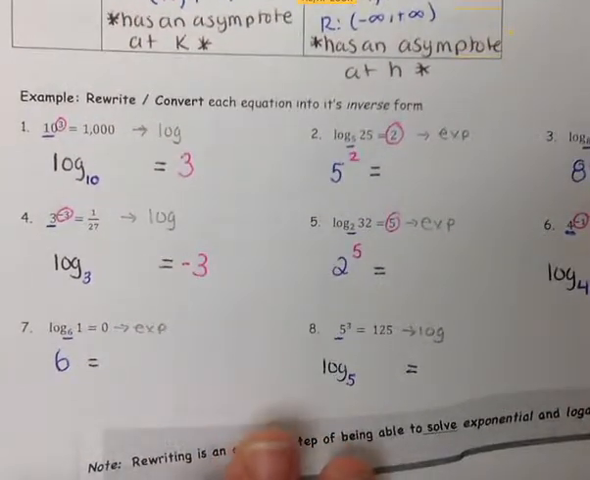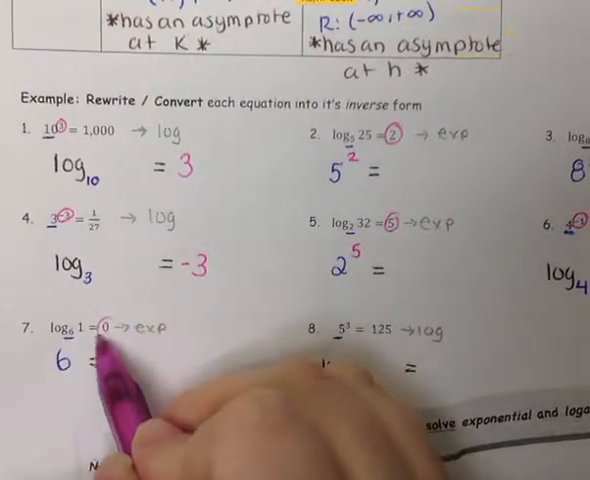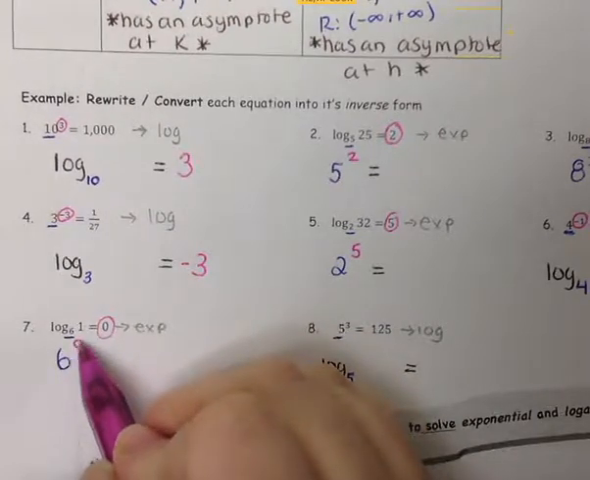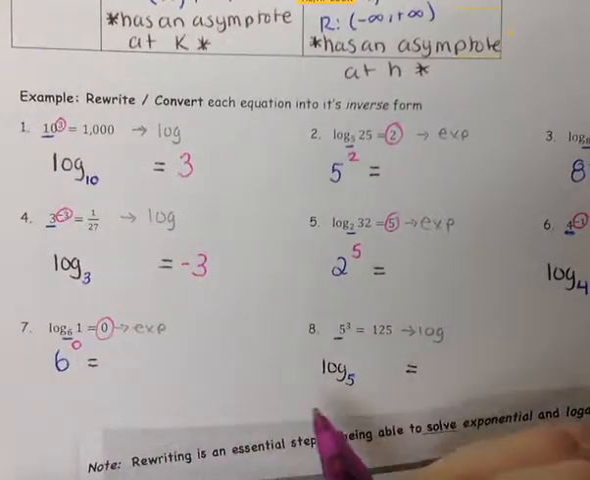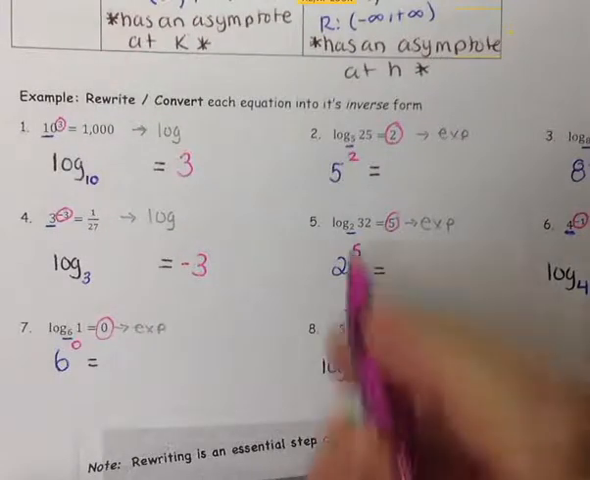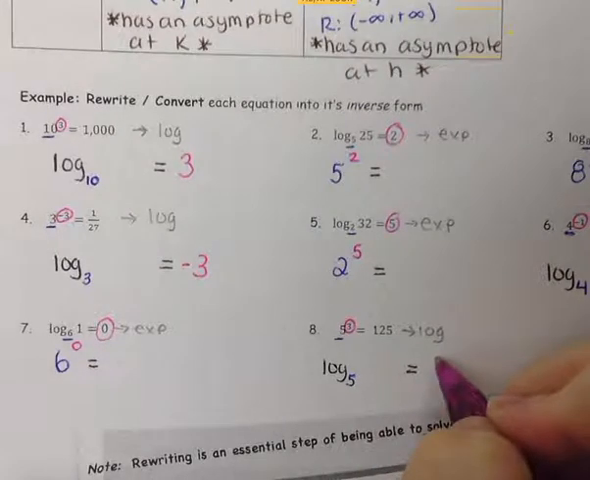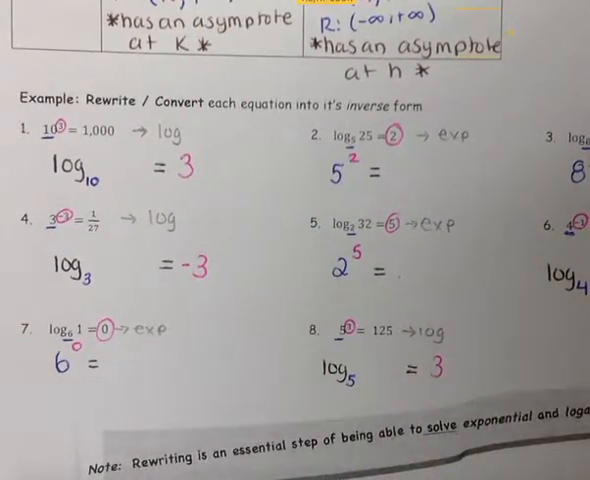On this next one, we need the exponent. So what's not touching the log is the 0. So the 0 becomes your exponent. And then number 8, we have the exponent of 3. So that cannot touch our log, so it has to be on the other side.